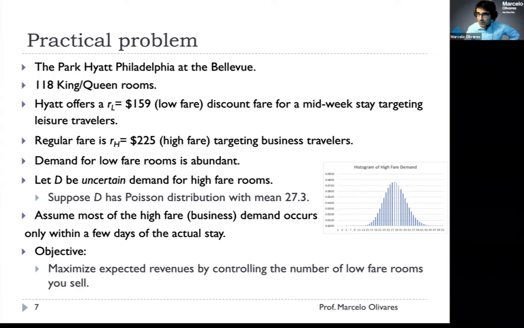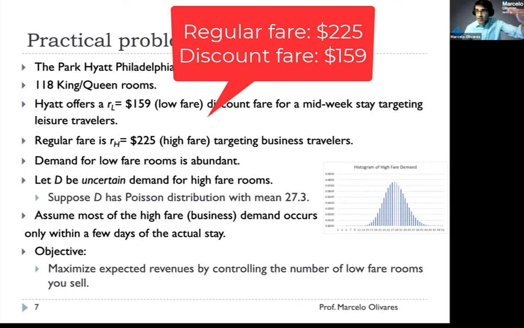So we have the Hyatt in Philadelphia. It's in Center City, located where some of the commercial shops are. They have 118 rooms, okay, and they have 2 fares. So the fares are already optimized. You have one fare which is low fare, called the discount fare for midweek stay, which is more pointing to leisure travelers. And then you have the regular fare that is targeting business travelers, which is substantially higher than the other one. Okay, so regular is the high, and then you have the discount fare pointed to the leisure travelers.